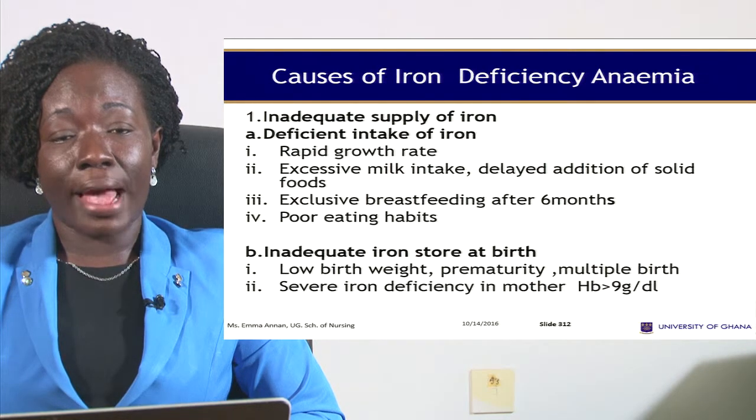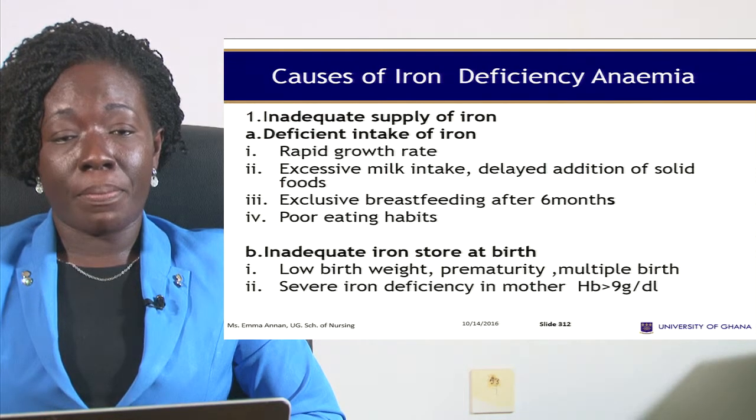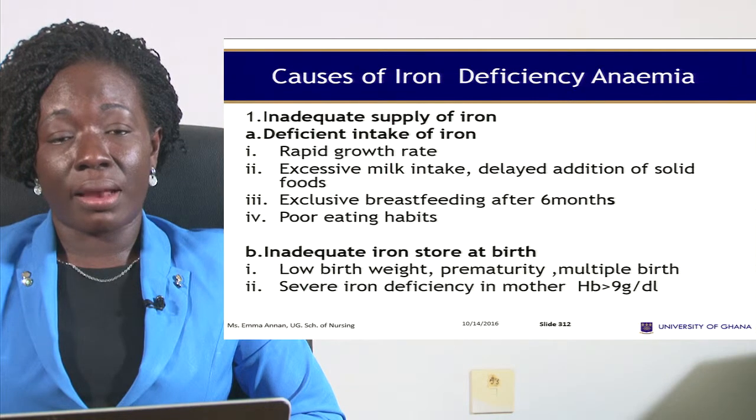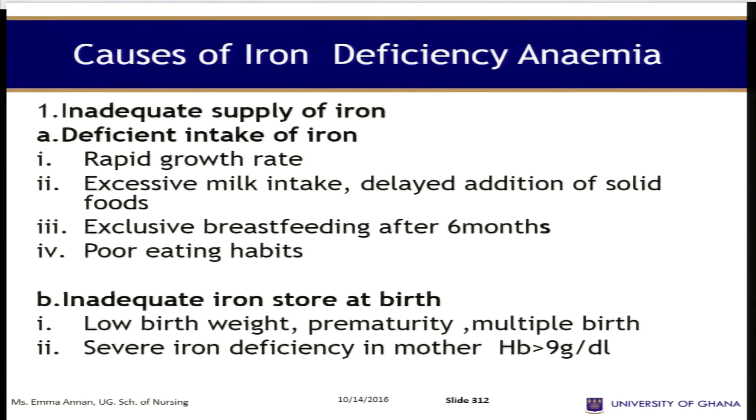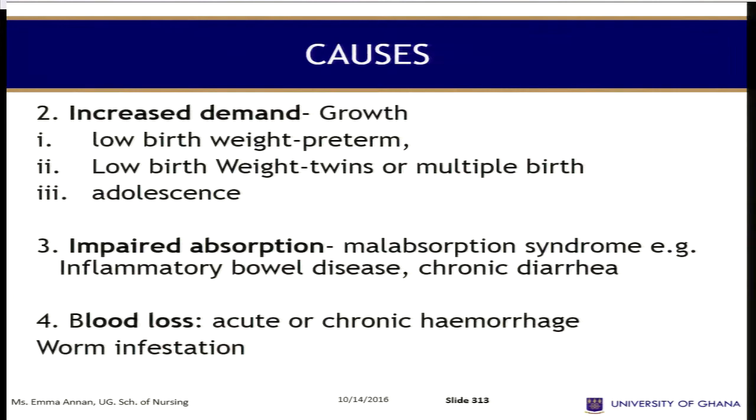Then inadequate iron store at birth, for example, low birth weight and prematurity or multiple pregnancy. When one is growing, the demand is high, so as a result, it leads to iron deficiency anemia. Impaired absorption, and the example is malabsorption syndrome, and blood loss, acute or chronic hemorrhage or worm infestation. They can all lead to iron deficiency anemia.